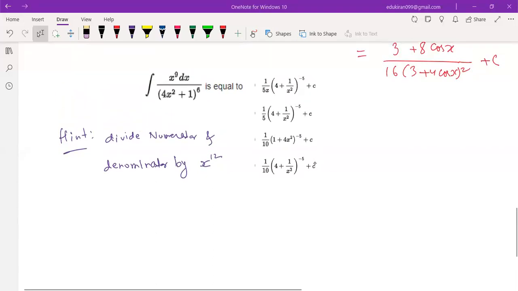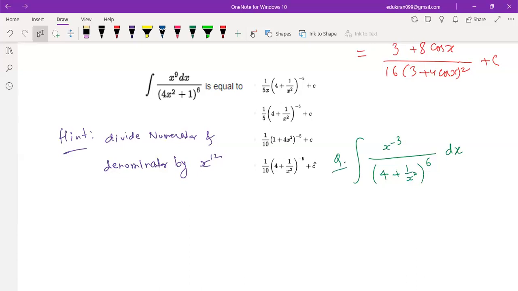So when you will do this, the question will become like this. X to the power minus 3, because you are dividing by x to the power 12. So 9 minus 12 is minus 3. And here power is 6. So if it will go inside, it will go as x square. So it will become 4 plus 1 by x square. So question will become this when you will divide by x to the power 12, numerator as well as denominator.